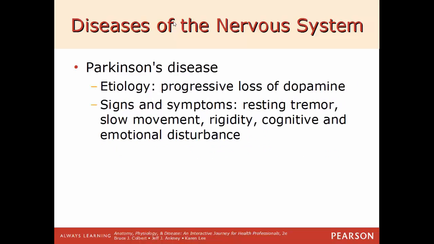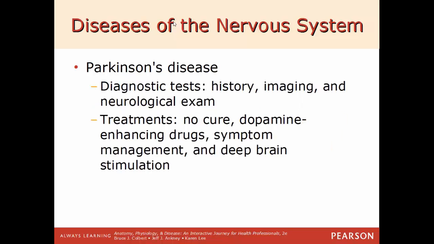Parkinson's disease, etiology: a progressive loss of dopamine. Common signs and symptoms: resting tremors, slow movement, rigidity, cognitive and emotional disturbances. Diagnostic tests: history, imaging, neurological exams. Treatments: there's no cure yet, but some treatments could include dopamine-enhancing drugs, symptom management, and then also deep brain stimulation.